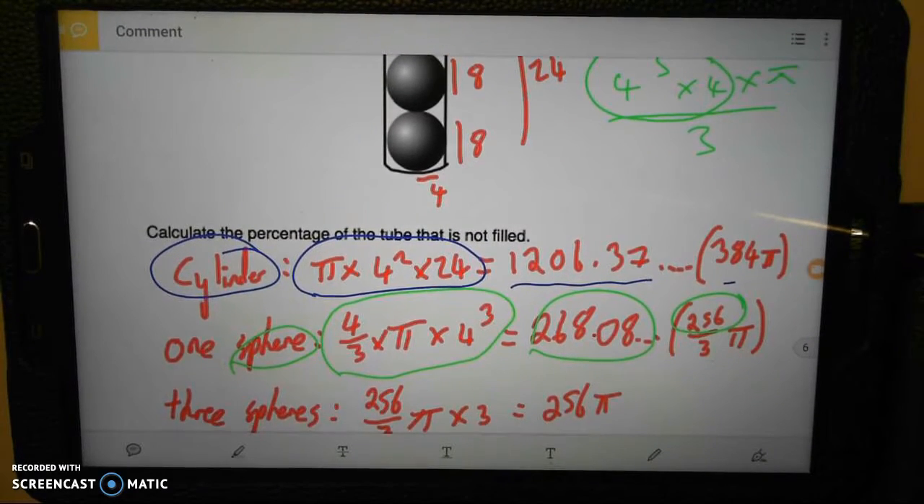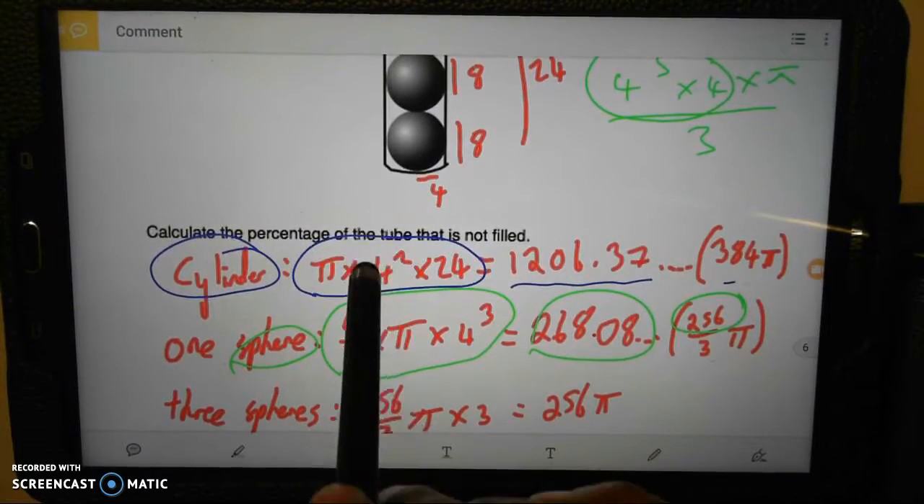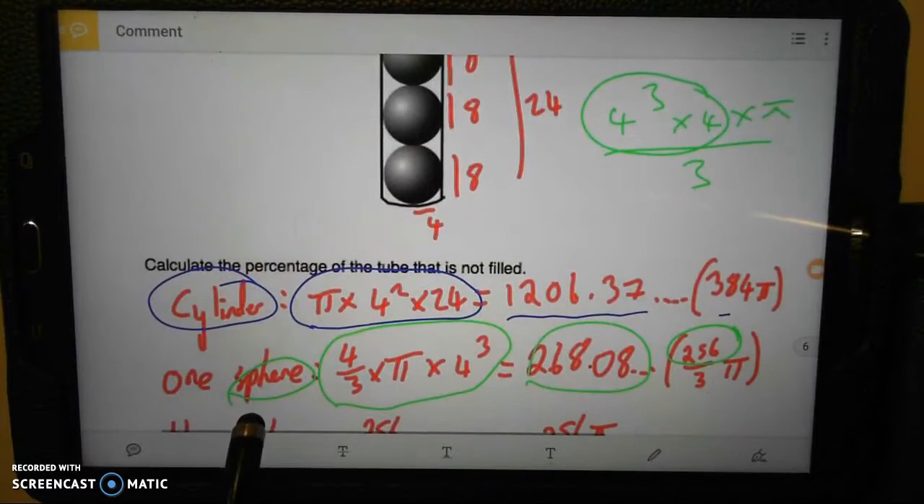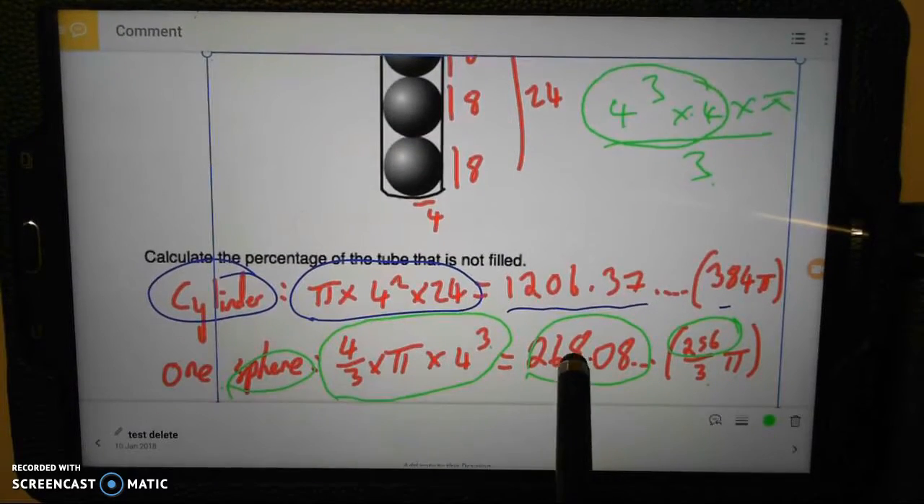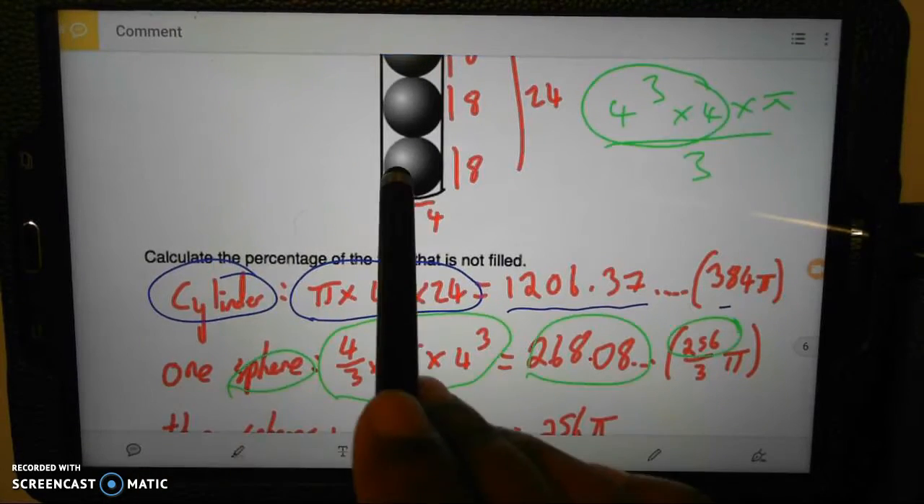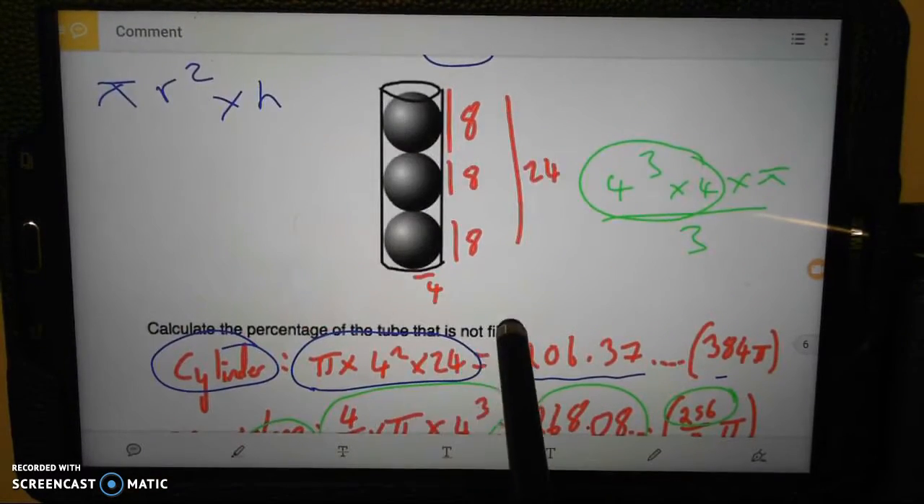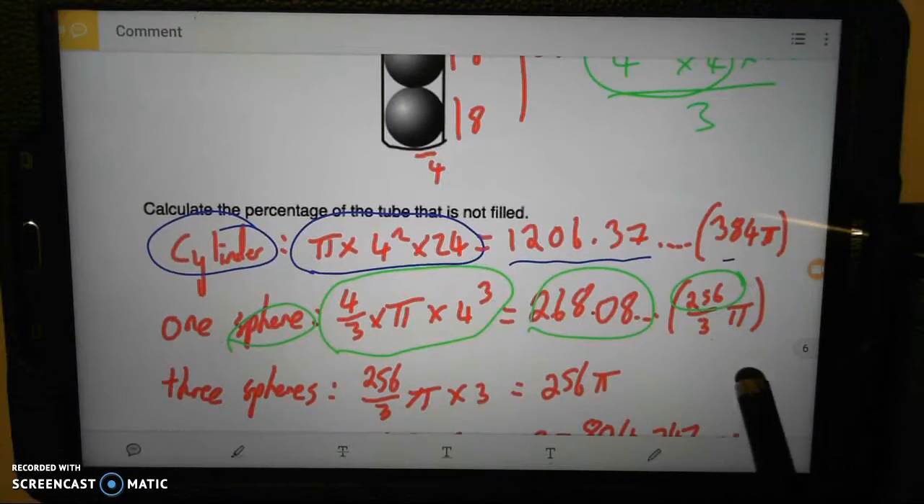Now, if you haven't followed any of this, please rewind back and see what's going on. We just worked out the volume of one sphere is this, or this, okay? But we don't just have one sphere. We have 3. 1, 2, 3. So we've got to times it by 3. Remember, the volume of one sphere was this. So 256 over 3 times pi times 3.